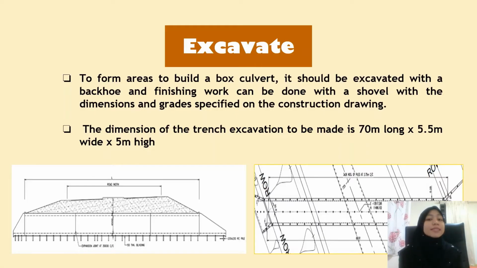The next one is excavation. To form areas to build a box culvert, it should be excavated with a backhoe and finishing work can be done with a shovel, with the dimensions and grade specified on the construction drawings. The dimension of the trench for this project is 17 meters long, 5.5 meters wide and 5 meters high.